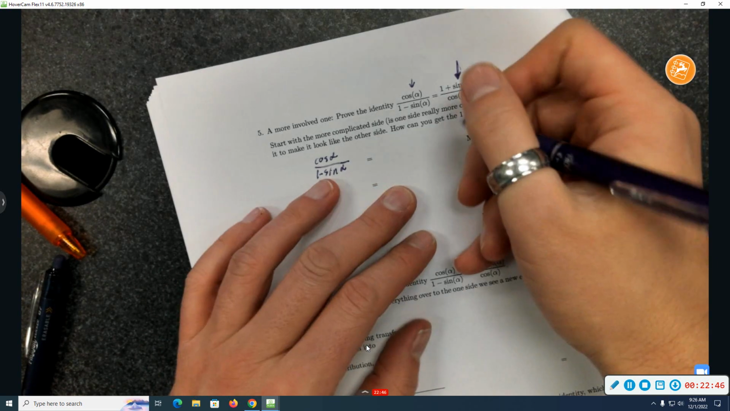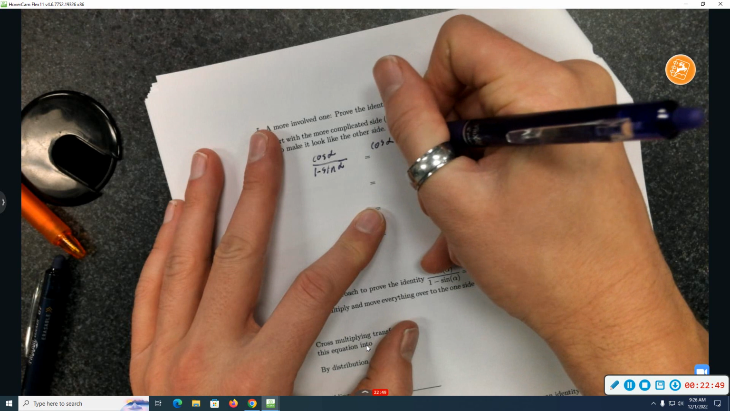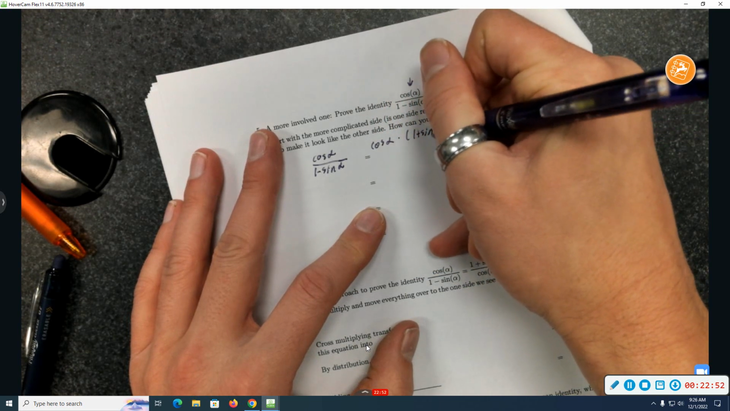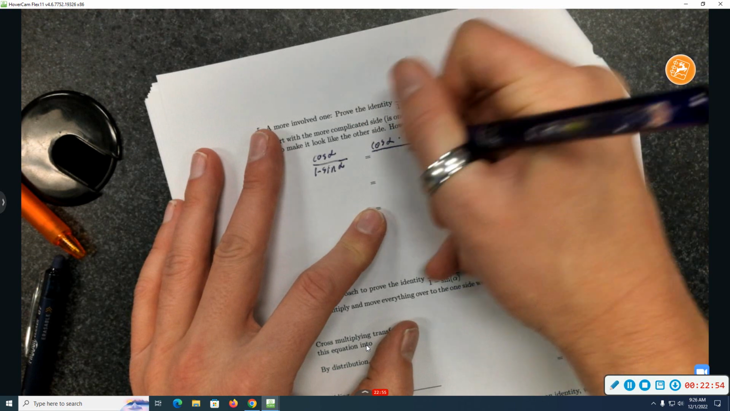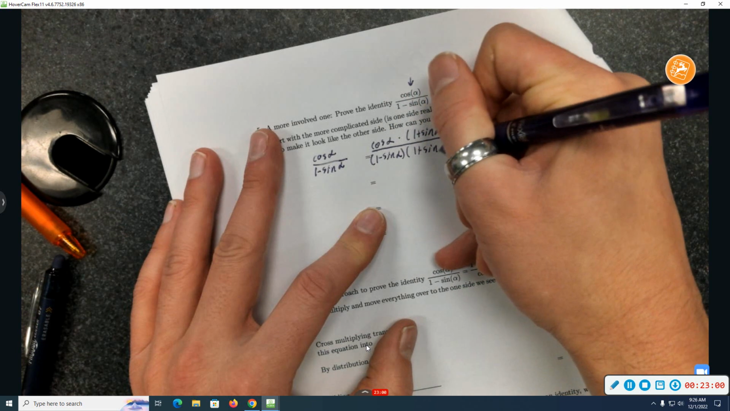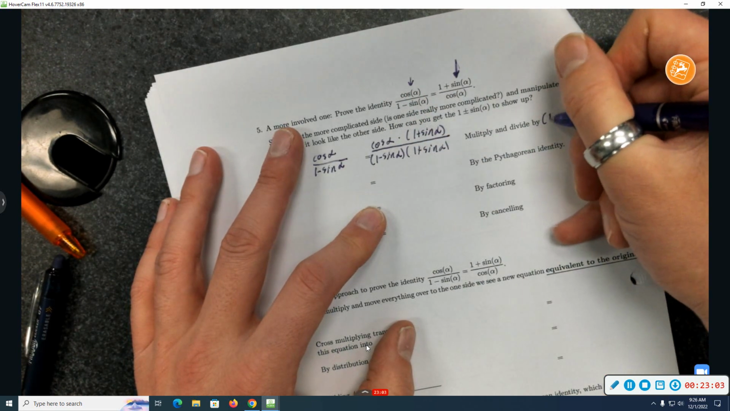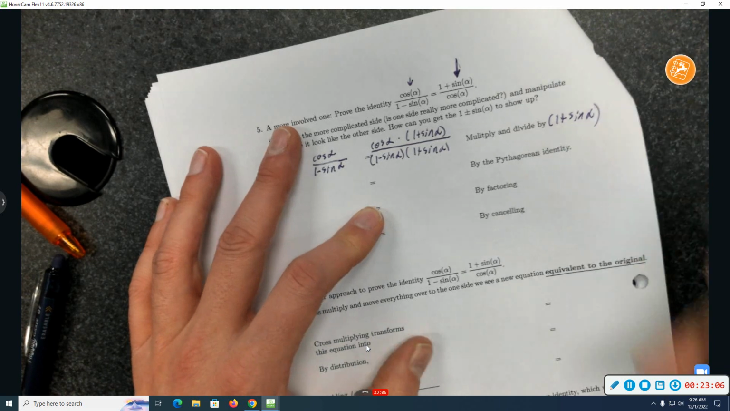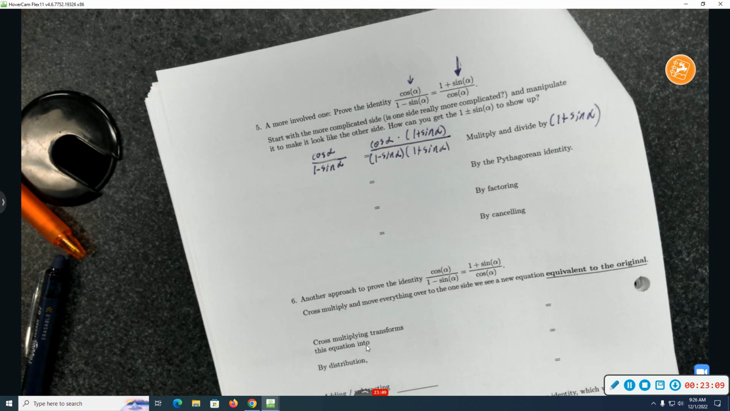So this will become cosine alpha times 1 plus sine alpha all over 1 minus sine alpha times 1 plus sine alpha, by multiplying and dividing by 1 plus sine alpha. So that's certainly a step that is not a wrong thing to do. You can always multiply and divide by a single number. It preserves the equality. So now that we've made that side more complicated, we want to go and simplify it down in a different way to get a different looking result.